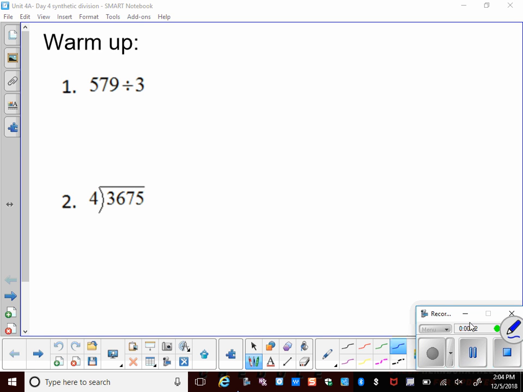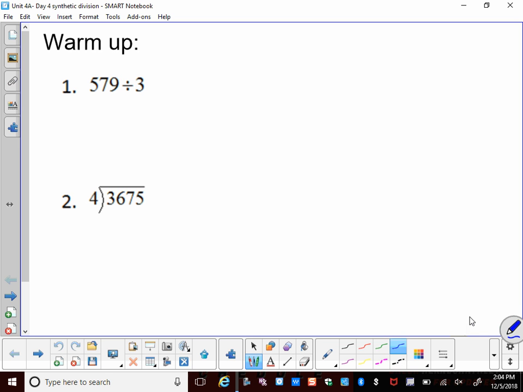Alright guys, you cannot get freaked out when you see problems like this. Alright, so when I start this, I have 3 divided by 579. Did we at least get that far?